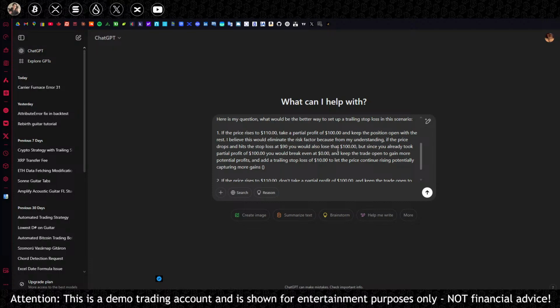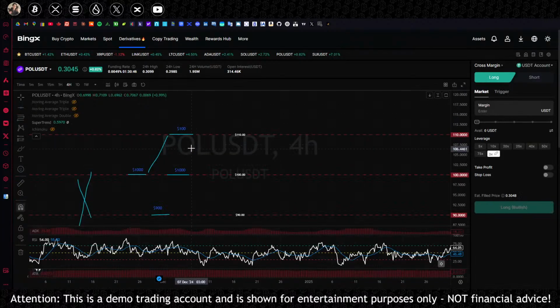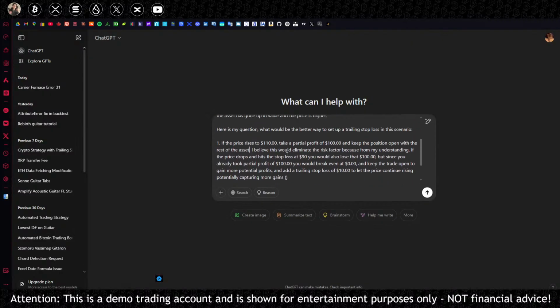What did I mean? Okay. You take a partial profit of $100 and you keep the position open with the rest of the asset, right? Because here, you know how you're buying like 10 coins? Well, now this would be 9 point something coins because you had to take out that point something to take out a difference of $100, whatever that percentage is. I'm too lazy to do the math, but I think you understand what I mean.